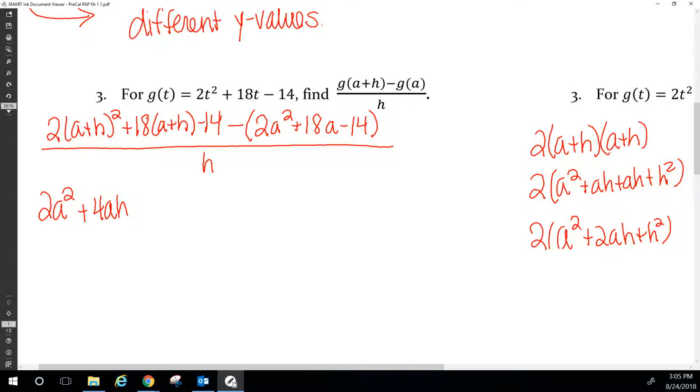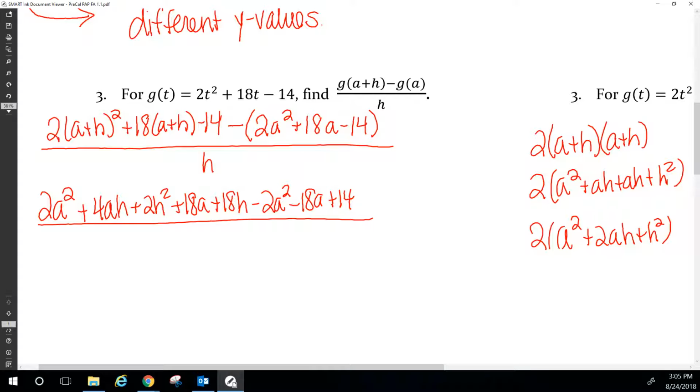2 times h squared would be 2h squared. And now I'm back up here. So plus 18a plus 18h. And then distribute my negative sign. So that makes it a negative 2a squared, negative 18a, and then negative times negative makes it positive 14. All of that over h.